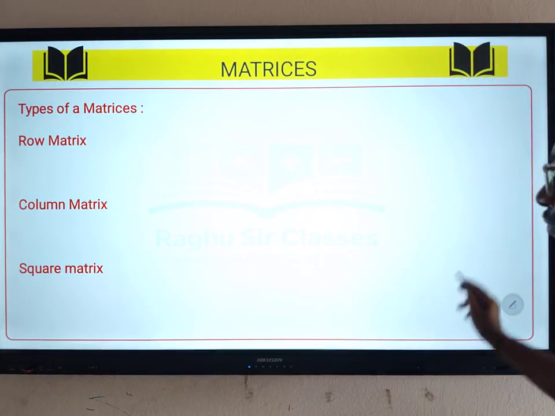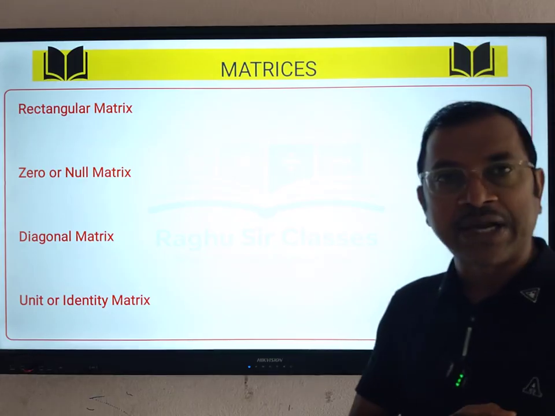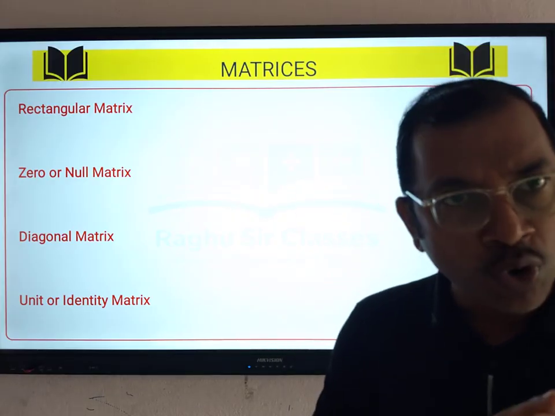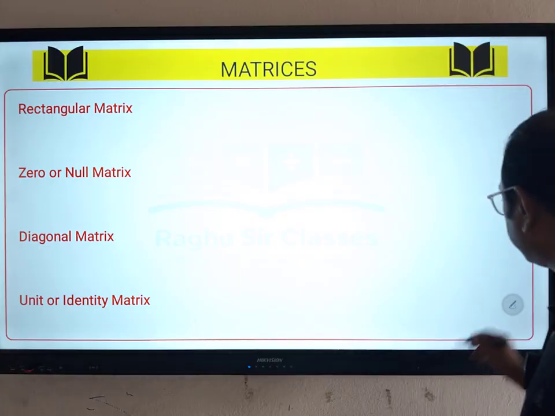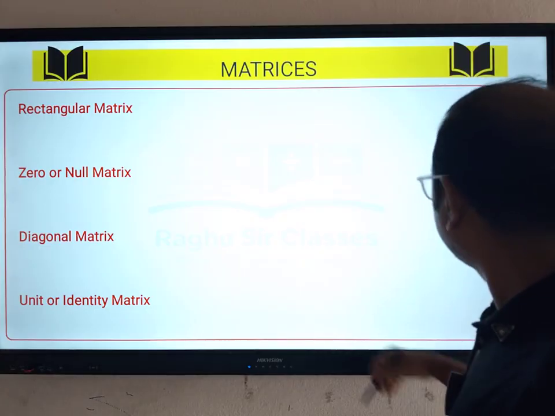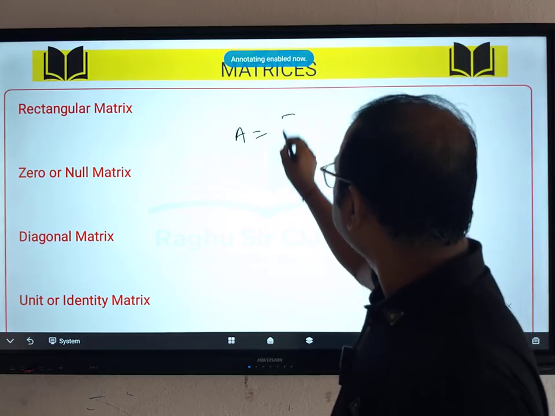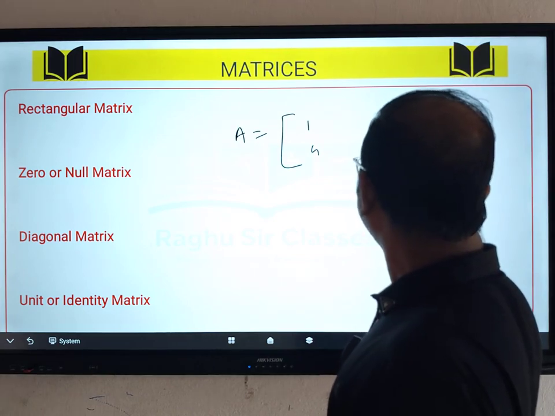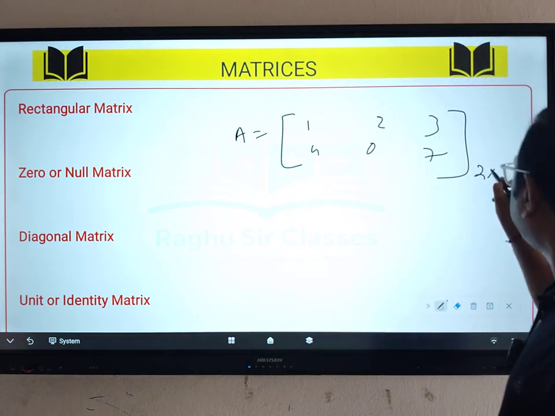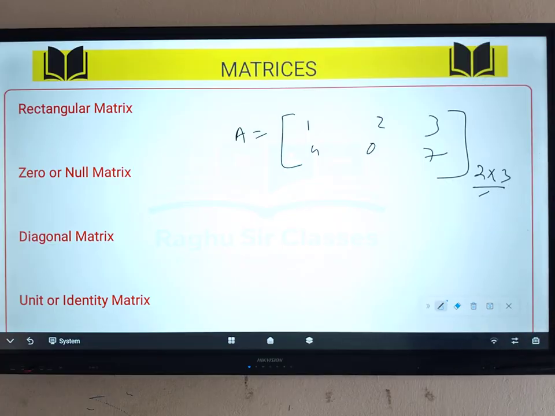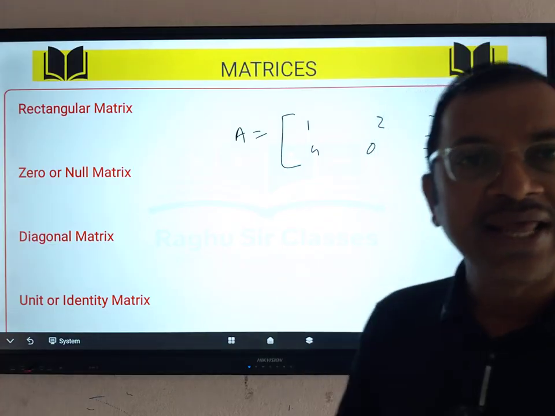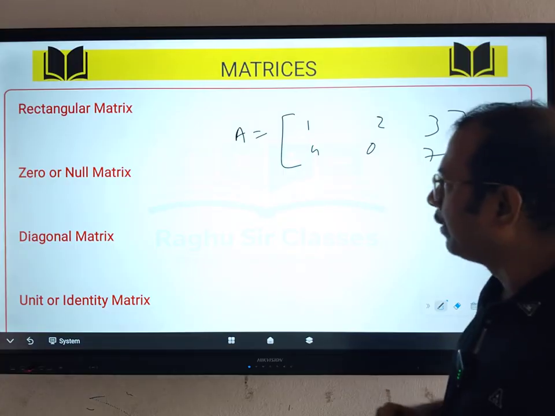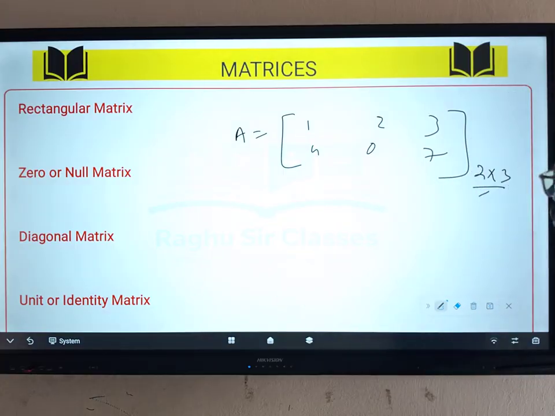Next, what is a rectangular matrix? A matrix whose rows and columns are not equal. The number of rows is not equal to the number of columns. Like see, suppose A is a matrix. It is given 1 2 3 4 0 7. Here 2 rows and 3 columns. So the number of rows is not equal to the number of columns. So it is a rectangular matrix. This is the definition, short definitions, okay.